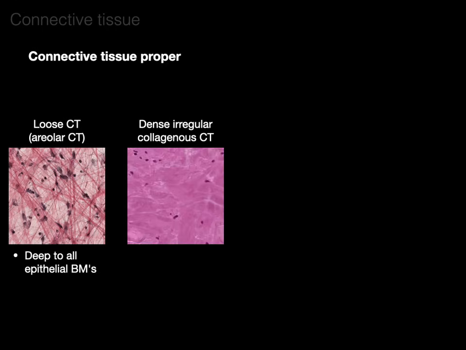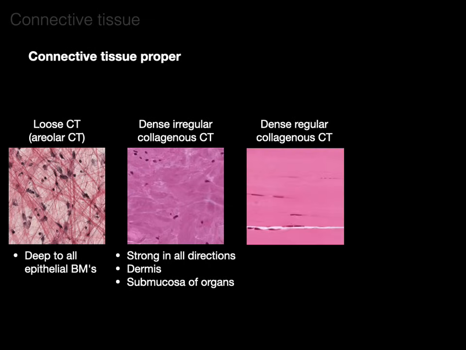Connective tissue proper. So these are the different types. Loose connective tissue or areolar connective tissue. This is the tissue that's deep to all epithelial basement membranes. Then there's dense irregular collagenous connective tissue. This is a tissue that is strong in all directions, like in the dermis and the submucosa of organs. This is where it's got a really high concentration of collagen, except the collagen is just in a bundle, like a pile of hay, where those fibers go in all different directions.